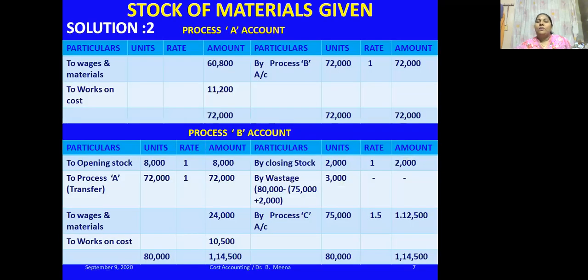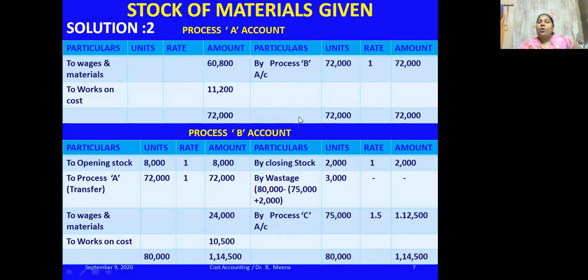Now look into the process A account. I debited the expenses 60,800 and 11,200, and then I got the total as 72,000. The same amount I transferred to my credit side, that is the cost of the output of process A account, which is to be transferred to B account as an input.